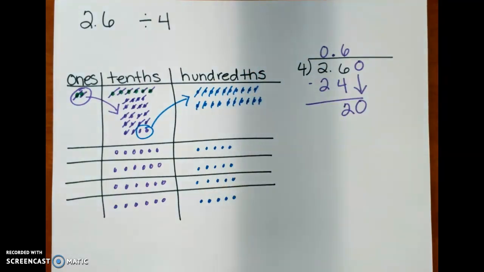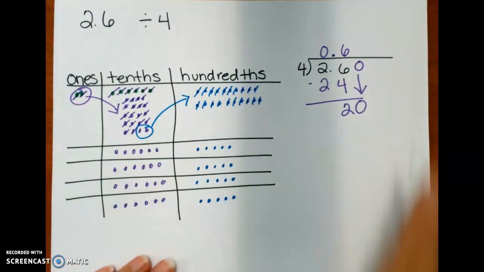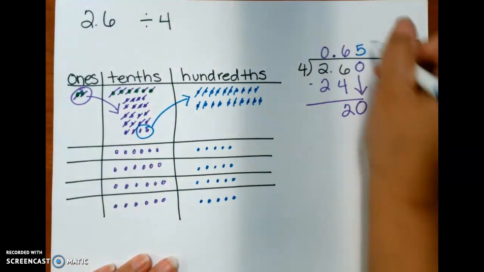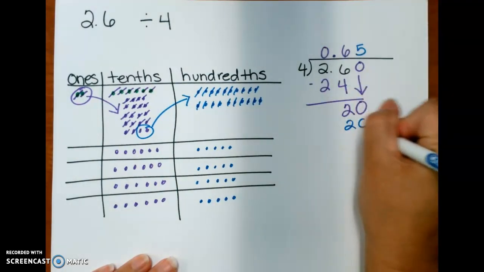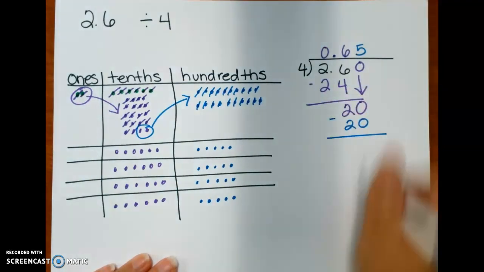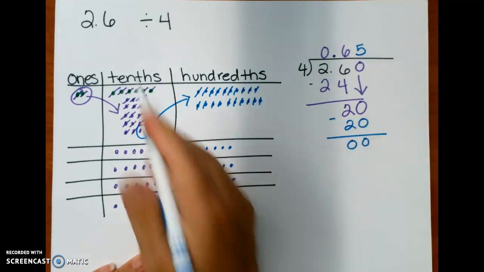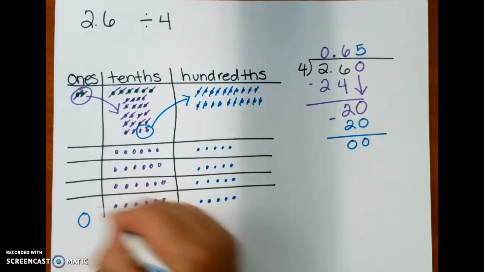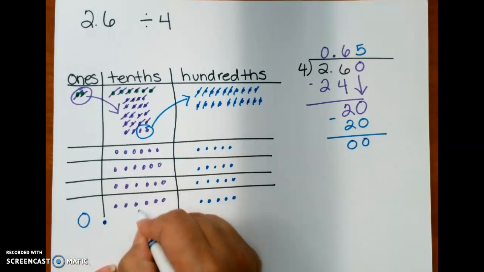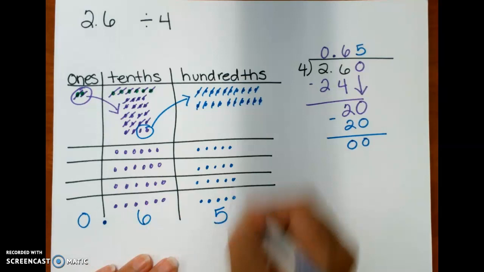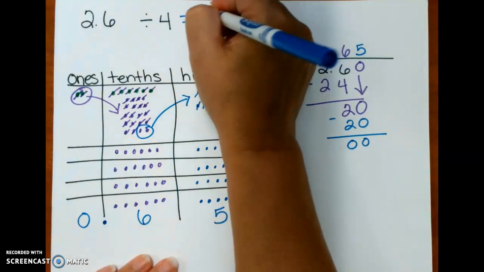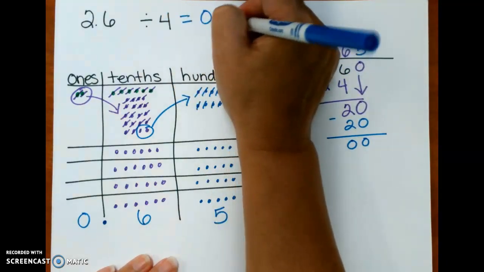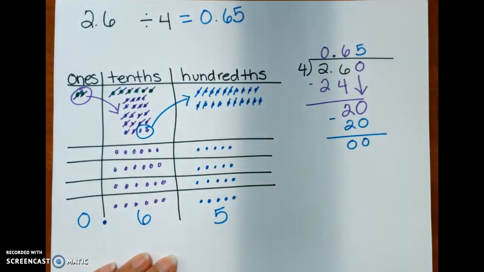So 20 divided by 4 is 5. I have 5 in each group. 5 times 4 is 20, and when we subtract, we have nothing left. And if I just added up what's in each of my columns on my place value chart, I would have 0, there's my decimal, 6 tenths, 5 hundredths. So 2 and 6 tenths divided by 4 equals 65 hundredths.